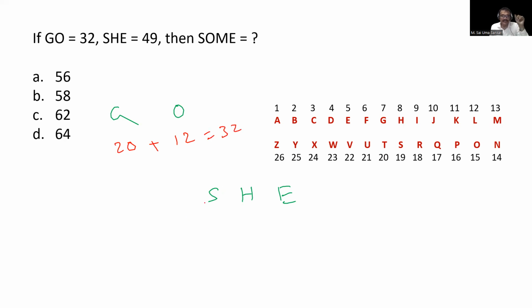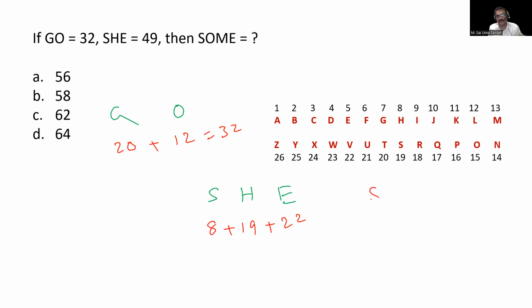In the same way, S is the 19th letter from your left hand side. What is the right hand side? 27 minus 19, that is equal to 8. And H is the 8th letter from your left hand side. What is it from your right hand side? 27 minus 8, that is equal to 19. E is the 5th letter from your left hand side. What is the right hand side? 27 minus 5, that is equal to 22. If you add these numbers, 22 plus 8 is 30, 20 plus 19, 49.